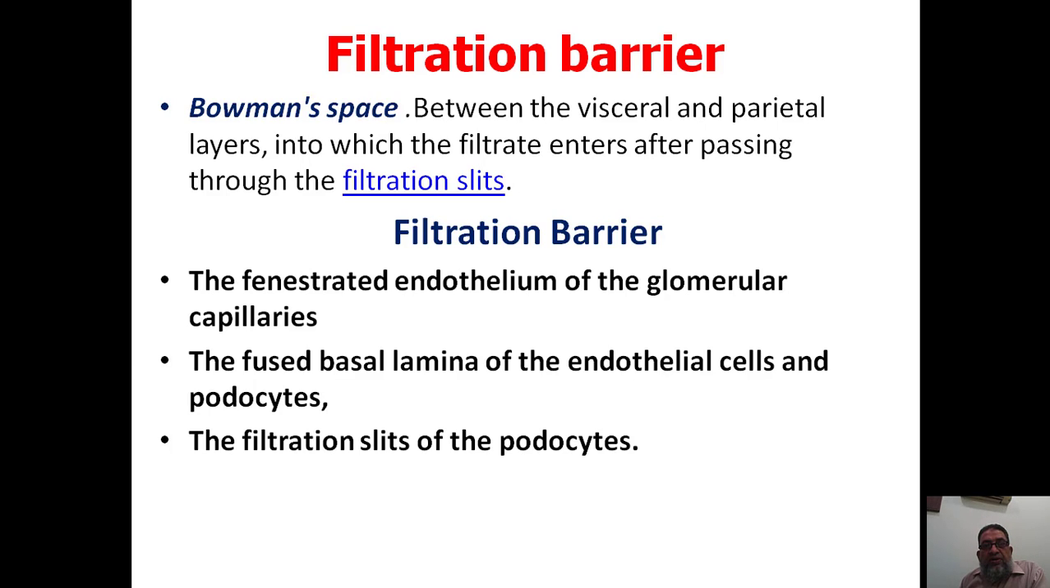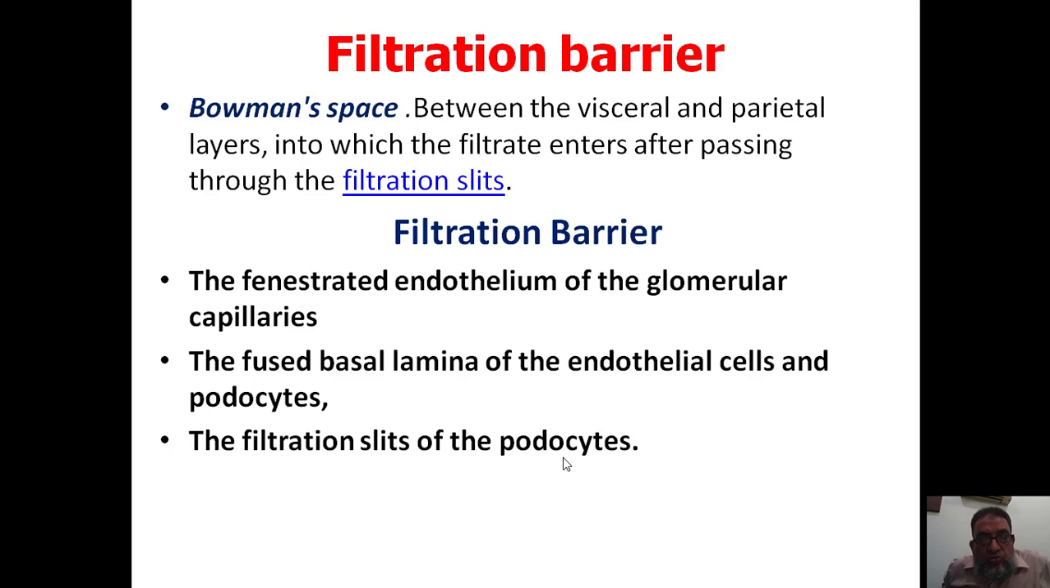Between the visceral and parietal layer, the filtrates enter after passing through the filtration slit. What is the filtration barrier? The fenestrated endothelium of the glomerular capillaries, the fused basal lamina of the endothelial cell and the podocyte, and the filtration slits of the podocyte. The filtration slit of the podocyte is covered by a very thin diaphragm.